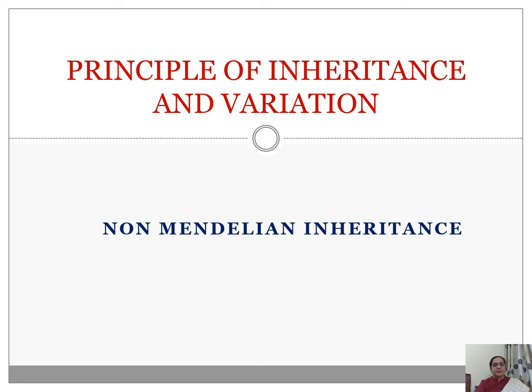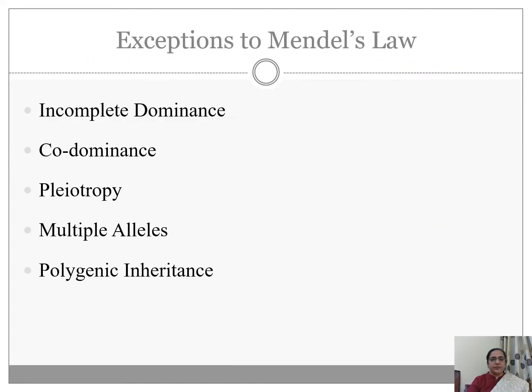Hello students. Now in the chapter of Principle of Inheritance and Variation, we will study about non-Mendelian inheritance. We know that Mendel proposed law of dominance, law of segregation and law of independent assortment. But there are certain exceptions and these are incomplete dominance, codominance, pleiotropy, multiple alleles, and polygenic inheritance. Let us study these one by one.